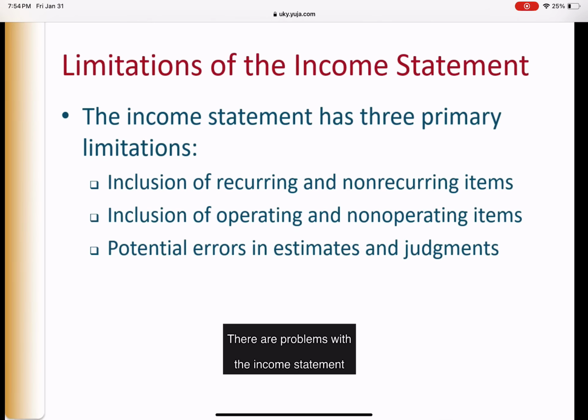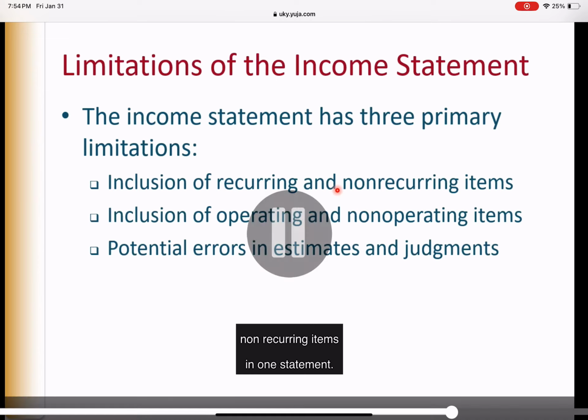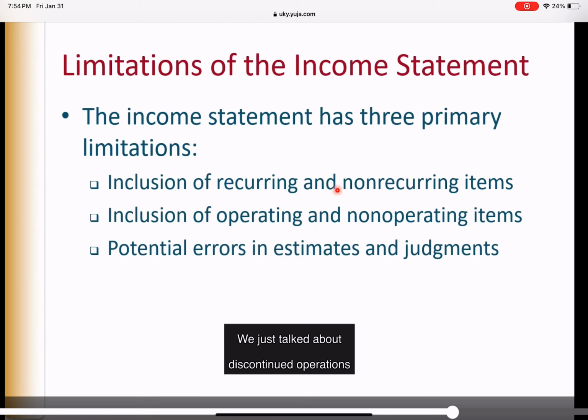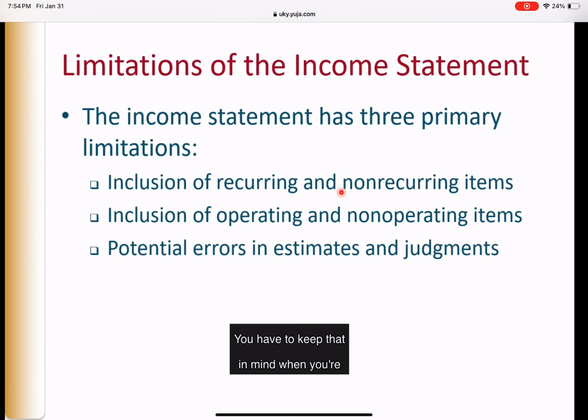There are problems with the income statement as well when you look at it. First of all, as a user, you're seeing recurring and non-recurring items in one statement. Talk about discontinued operations as being an example. So you have to keep that in mind when you're making comparisons and projections of your earnings. Use, of course, income from continuing operations.